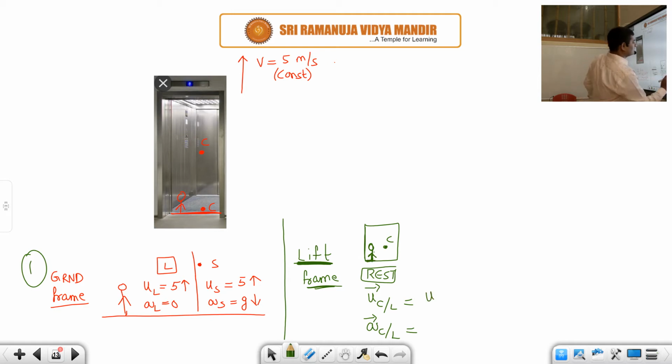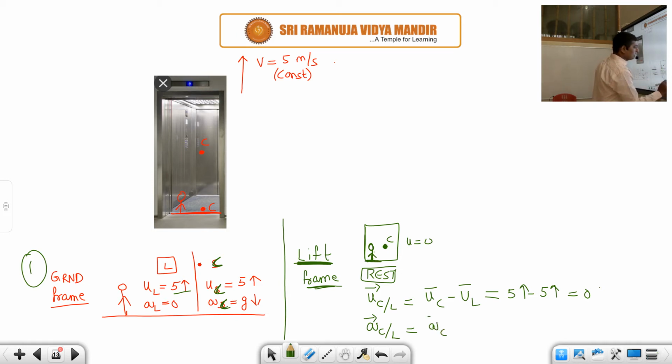So therefore, what is the velocity of the coin minus the velocity of the lift? Correct or not, students? Velocity of coin with respect to lift means velocity of coin minus velocity of lift. Let us say this is the coin. So the coin is 5 upwards minus 5 upwards, because the velocity of the lift is also 5. So that means 0. So basically this coin's velocity is 0 with respect to the lift. That means when you stand on the lift, it has initial velocity 0.